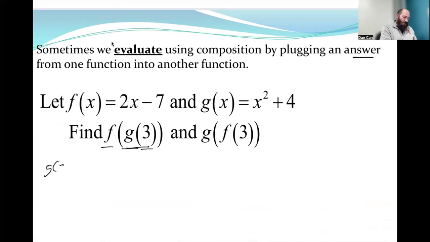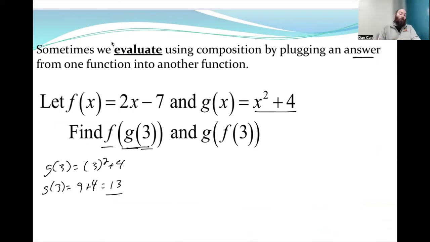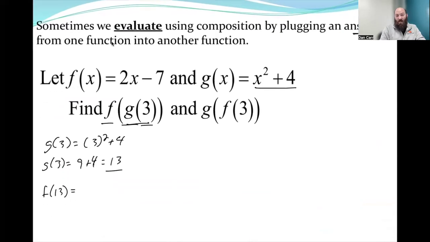Let's evaluate g of 3. So that is going to go into here. So that's going to be 3 squared plus 4. And so that means g of 3 is equal to 9 plus 4, which is equal to 13. My output for my g of 3 function is now going to be my input for the f function. So I'm going to use the 13. I'm going to find f of 13. That's all it is. It's just going to be like a chain.